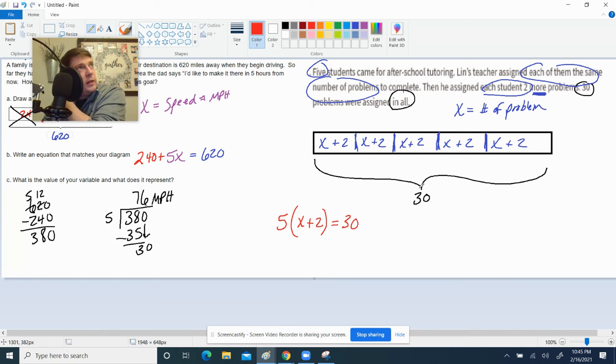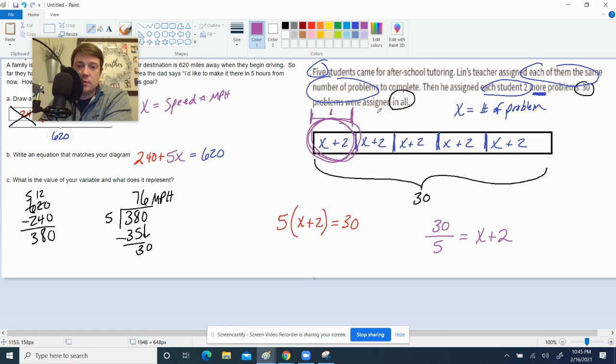Now, if I'm reasoning my way through this, I want to know what 1x is worth, and I could care less about all these 5. I really want to pinpoint just one of these. Well, one of those groups is a fifth of the whole thing. So if I take 30 and I split it up into 5 equal parts, that should be equal to just one of those groups of x plus 2, right? Because this section right here is a fifth.